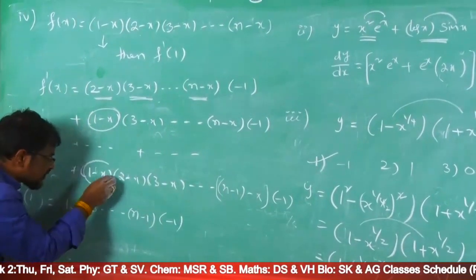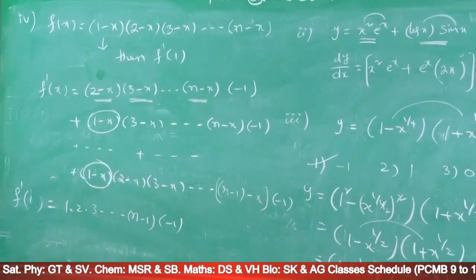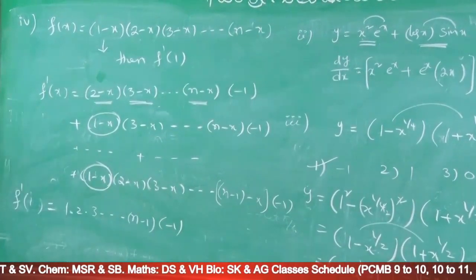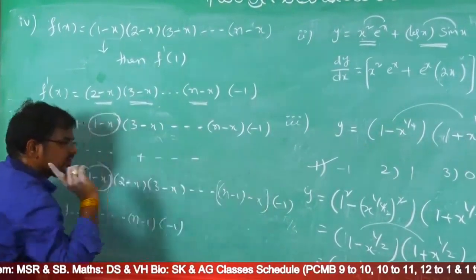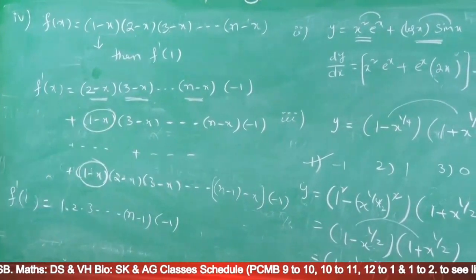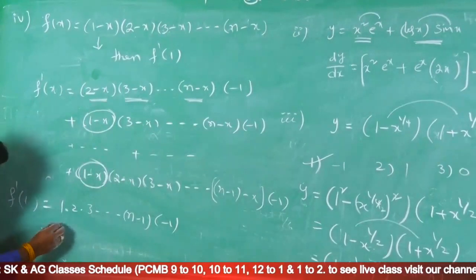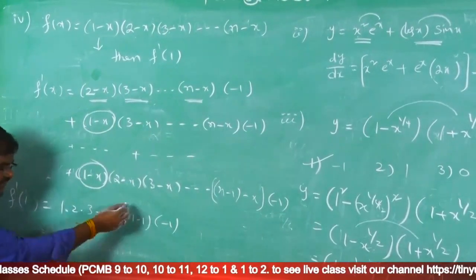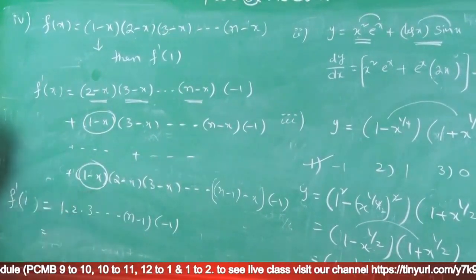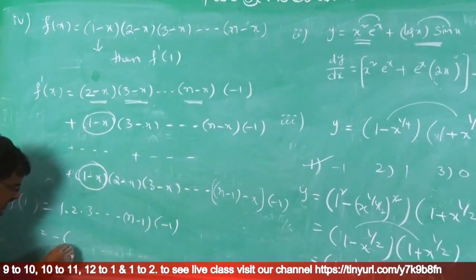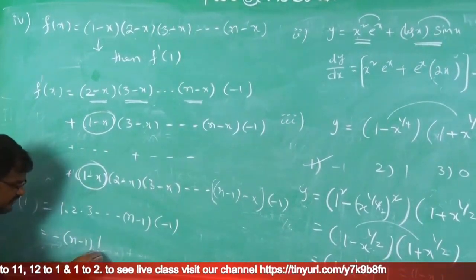In the last term also, 1 minus x is there. Here also substitute x equal to 1, and you get 0. 0 into something, the final value is 0. So all the remaining terms are 0 only. What remains is 1 into 2, the product of the first n minus 1 natural numbers. How do we write it? Minus of (n minus 1) factorial, like this.